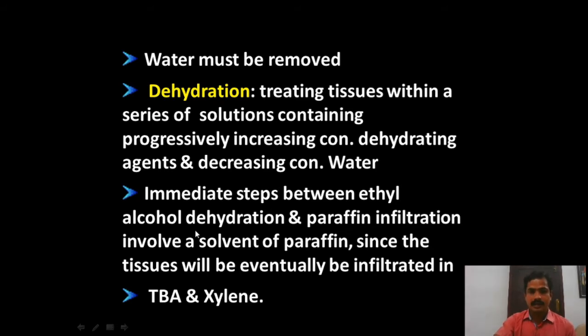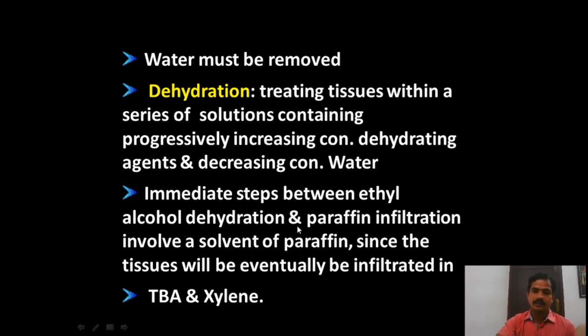The immediate step between ethyl alcohol dehydration and paraffin infiltration involves a solvent of paraffin. After the dehydration is completed, the next stage is infiltration of paraffin. Before that, an intermediate solution should be used, because alcohol is not miscible with the wax. So the alcohol is replaced by a solution which is miscible with the paraffin. Usually xylene is used. Xylene is miscible with the paraffin wax.